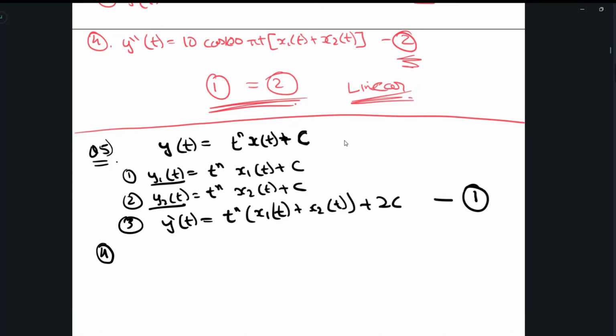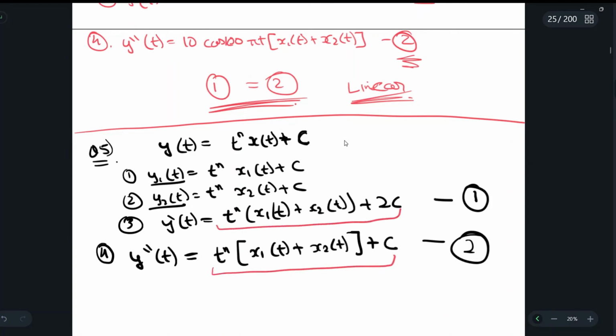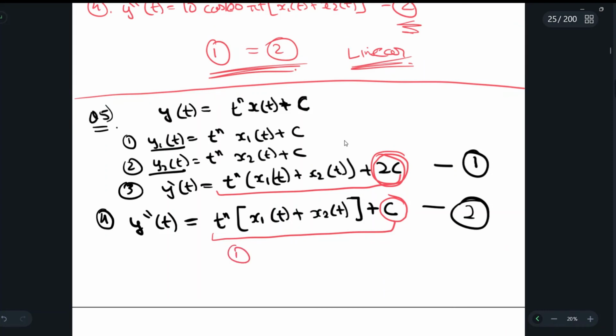That is, we will find out y double dash of t, and on doing so we will get x1 of t plus x2 of t, then we will write plus c and say this is equation number 2. So guys, let us compare the two equations. That is, let us compare equation 1 and equation 2. On doing so you will see that we have a constant c over here, whereas we have a constant 2c over here. So what we can say is that 1 is not equal to 2. So the system that we have been given is non-linear.